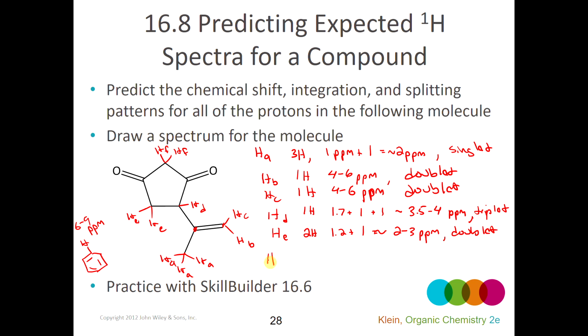And finally, HF. HF represents 2 hydrogens, so the integration should be about 2 with respect to the other integrations. As for its shift, it's a methylene, it's adjacent to one CO double bond, and it's adjacent to another CO double bond on the other side. So that's going to give me a shift of around 3 to 4 ppm. And that one doesn't have any neighboring hydrogens on adjacent carbons or on the same carbon to split it, so it should be a singlet.